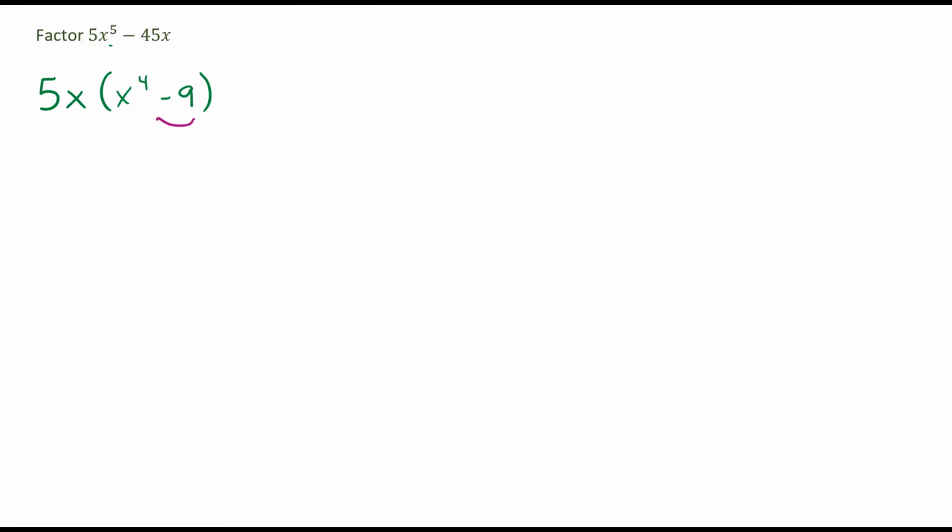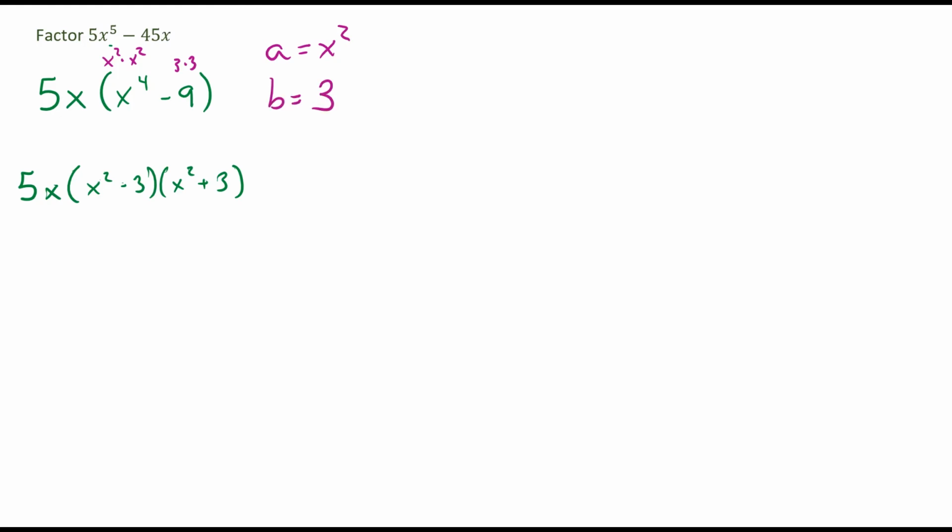Now I see that this is the difference of two squares, because x to the 4th is x squared times x squared, and 9 is 3 times 3. So I can factor this as 5x times x squared minus 3 times x squared plus 3. Okay, where my a is equal to x squared and my b is equal to 3. Got it? The square roots of the first term and the second term.